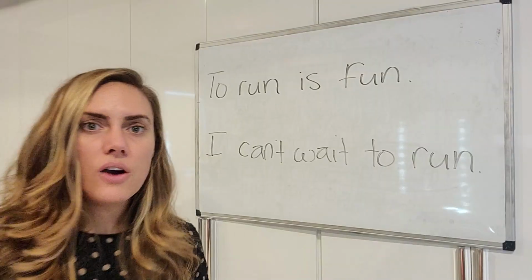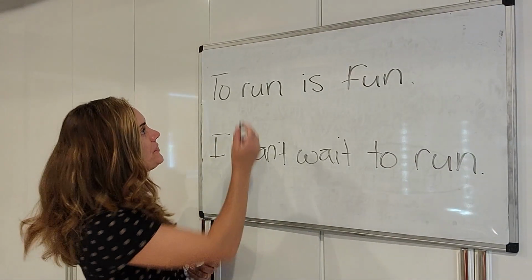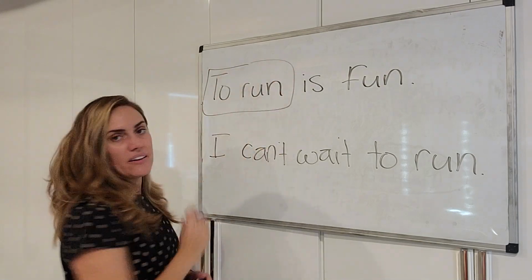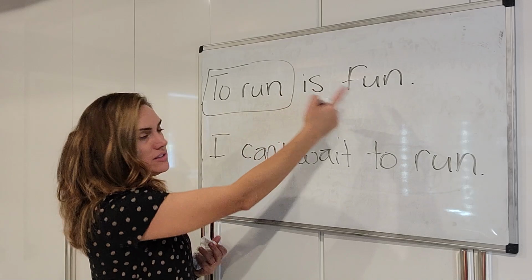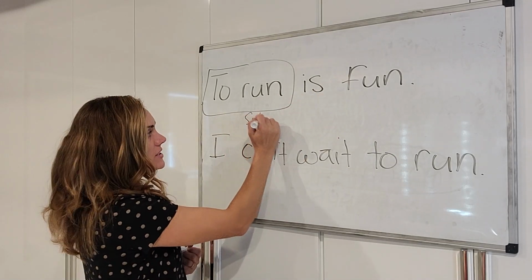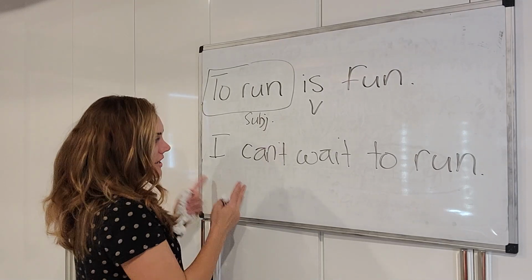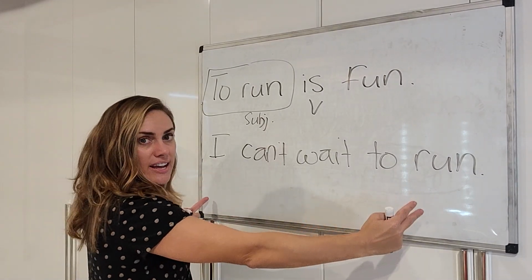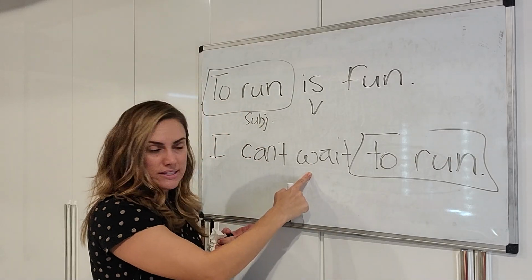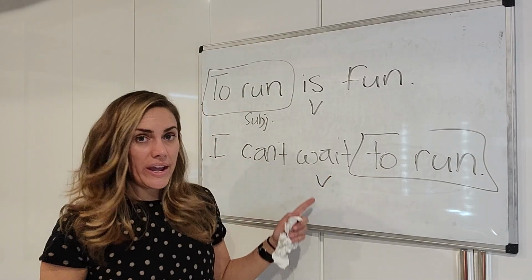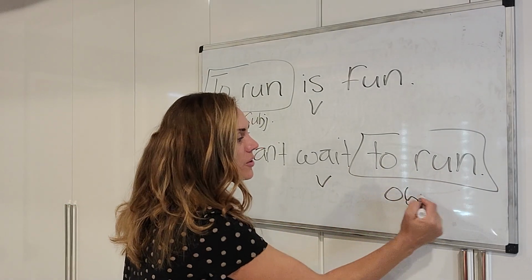So let's see. Okay, in these sentences here, you see infinitives. The first one is at the beginning of the sentence as a subject. To run is fun. This is the subject, and here's the verb. Here, we're using it as the object after the verb wait, okay? I can't wait to run. Here, it's as the object, okay?